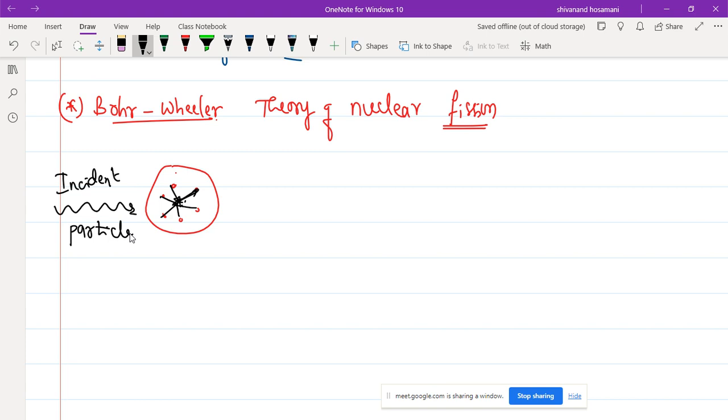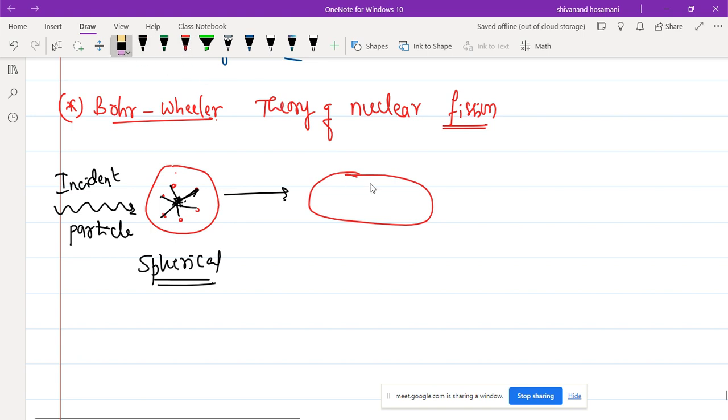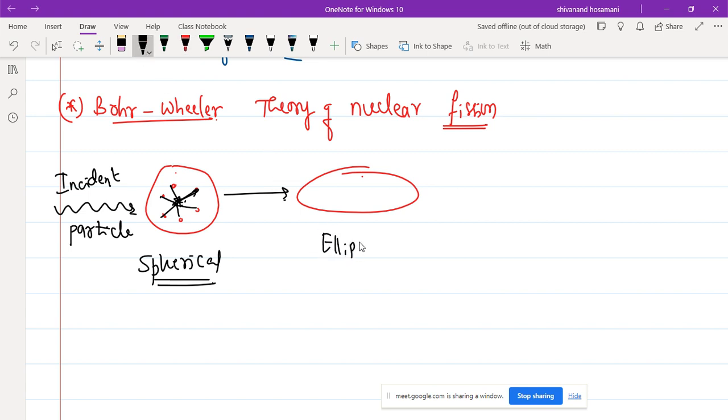Then this nucleus is going to convert into, this is the first stage, that is, initially a spherical nucleus. When an incident particle is incident on it, it is going to change its shape to ellipsoidal, like this. Therefore, the shape of the nucleus is now ellipsoidal. This is first stage A. This is second stage B.